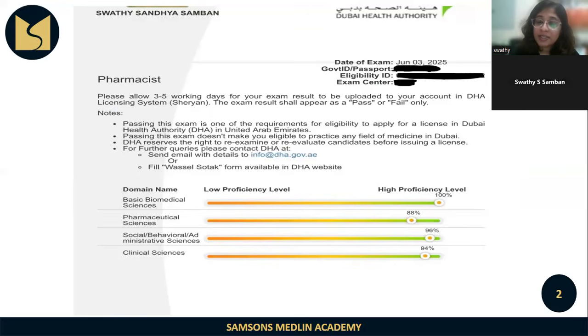For pharmacist and for clinical pharmacist, we have the same syllabus and the same questions. The only difference is that in the pharmacist exam, you should score above 60 percentage to qualify, and for clinical pharmacist, you need to score above 70 percentage. So that's the difference between pharmacist and clinical pharmacist. It's just the marks cutoff difference. The rest is the same. Okay, so let's move on with our first question.